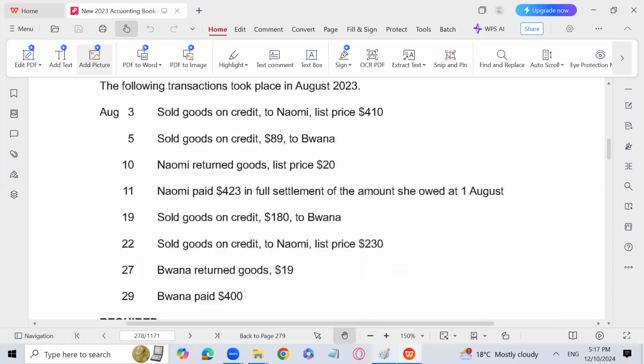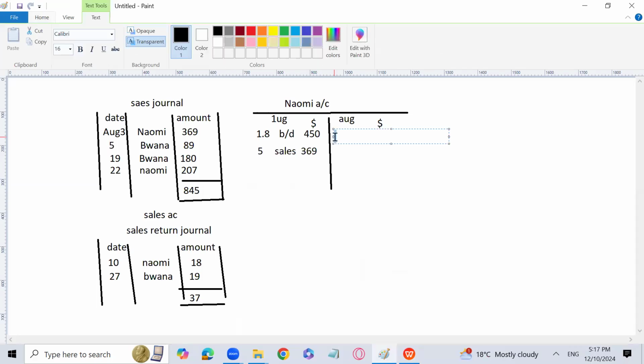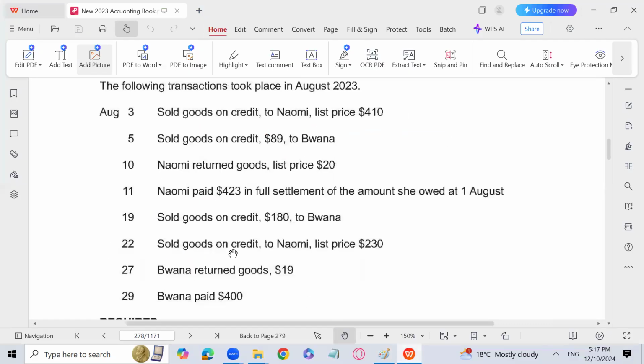The entry is sales return debit and Naomi credit. So it will come over here at the date of 10. Sales return, Naomi is going to be credit because of sales return, and the amount is going to be 18, right? If I'm not wrong, let me check. Yes, 20 minus 2. Then on 11th, Naomi paid 423 in full settlement of the amount she owed at first August.